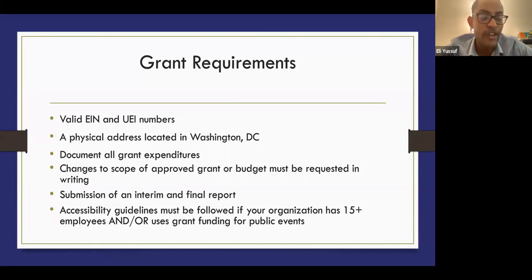And we need to be notified of any changes of 25% or more to any budget category in the budget table. You'll need to submit an interim and a final report. Due dates are listed in the RFP. And finally, there are specific accessibility guidelines that must be adhered to as stipulated by the ADA, if your organization has 15 or more employees, and or if you use grant funds for a public event.